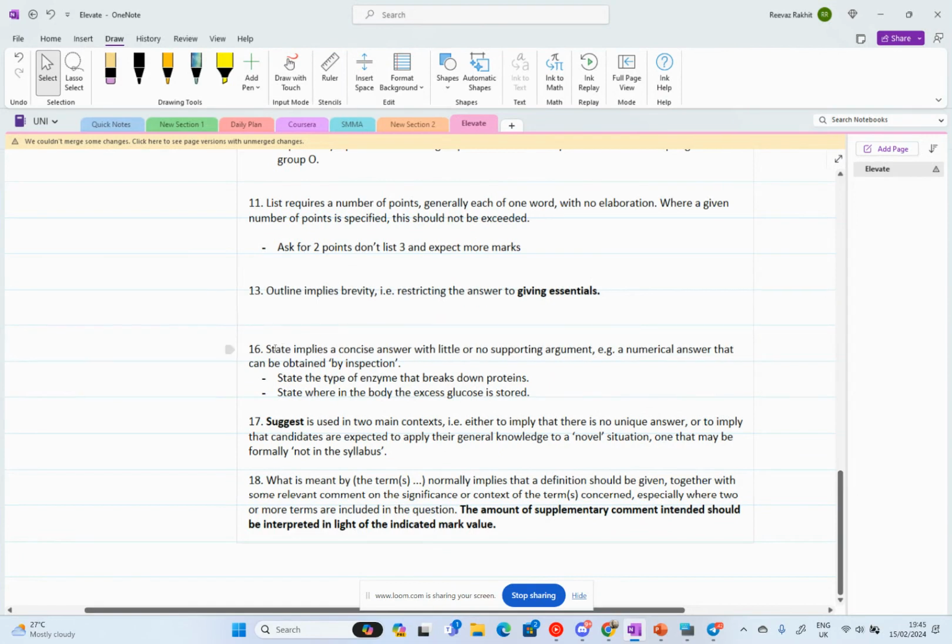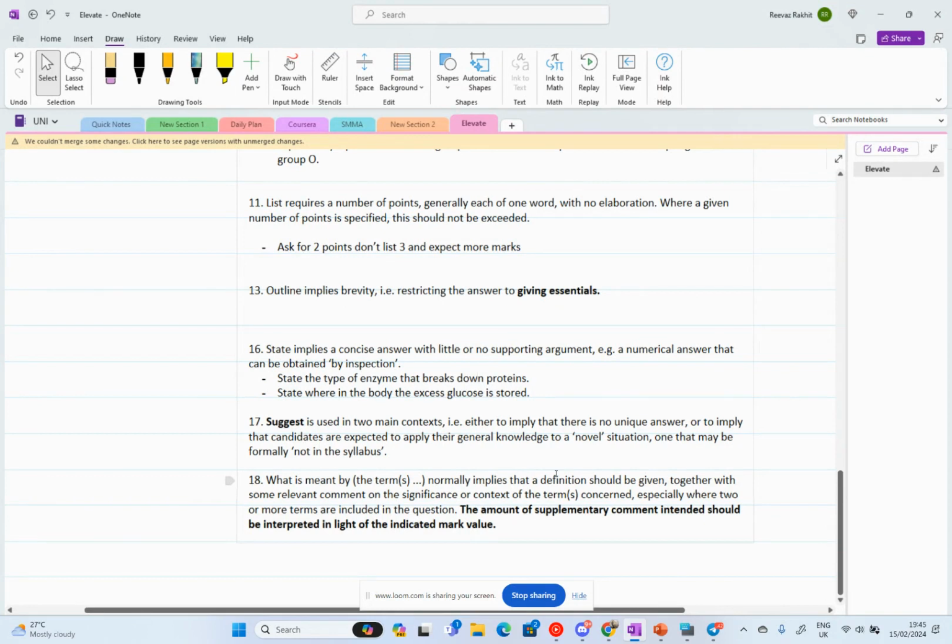Now, state, this is the easiest kind of question. These are usually the first few marks of the paper. It's as simple as, state the type of enzyme that breaks down proteins. So what's that? You should be able to tell. State where in the body excess glucose is stored. Just a one word answer. Go put it there. You don't have to tell them excess glucose is stored as glycogen, or that it's converted to glycogen via a condensation reaction or hydrolytic reaction. You don't have to go that in depth. You just have to state where in the body. Don't go extra.